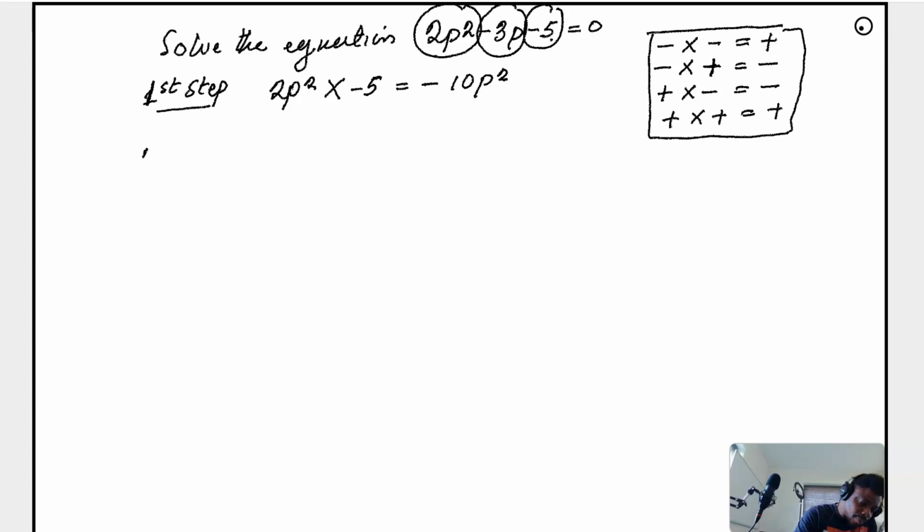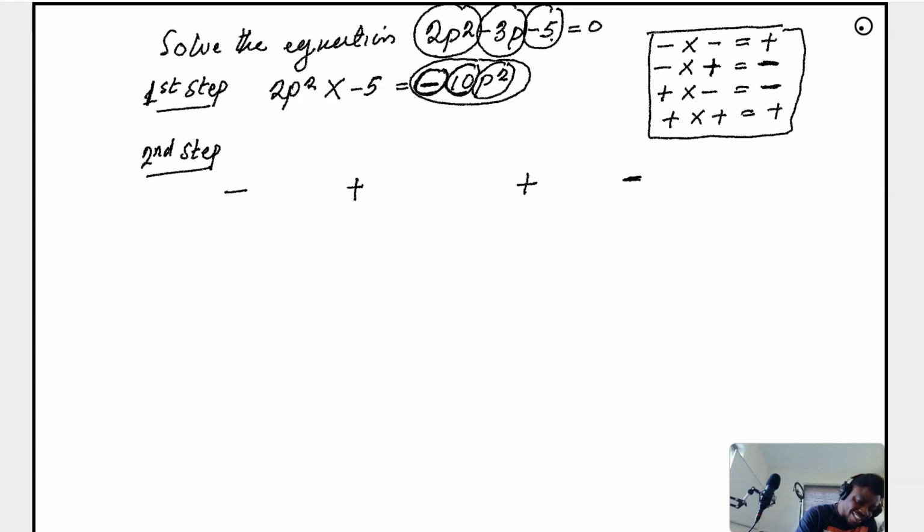So, the second step is to concentrate on what we have here. We have three things: minus, 10, and p squared. Let's start with minus. What can give us minus? Minus times plus can give us minus, which is this. And what can give us minus again? Plus times minus. So I'm done with this minus.